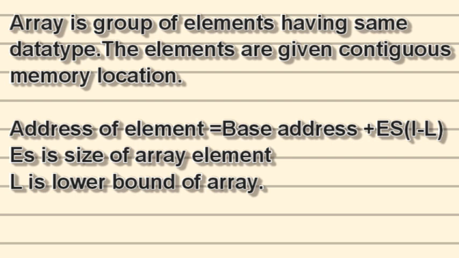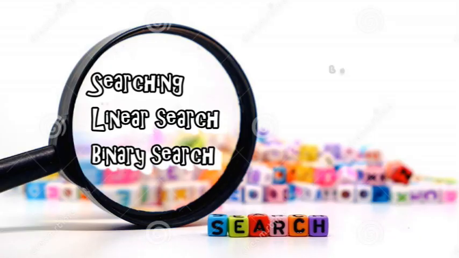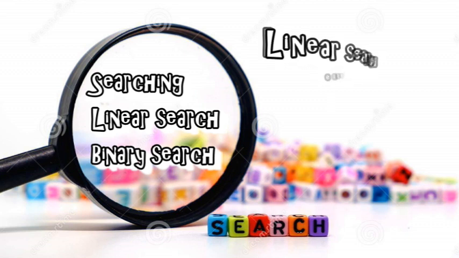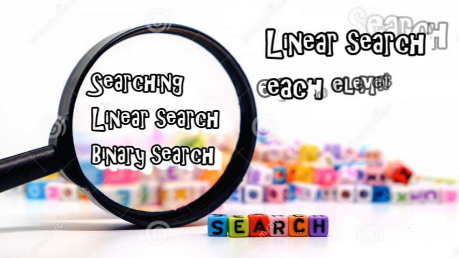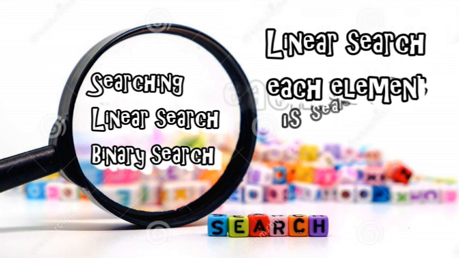Based upon this address, we perform searching, insertion, sorting, and all these other things. Now I'm going to explain how we perform searching and what types of searching are available in an array. When I talk about arrays, I have two types of searching. Number one is linear search and number two is binary search.